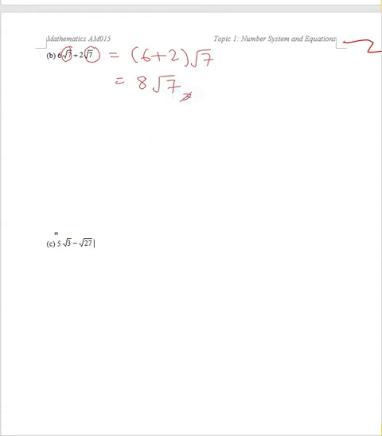Next question. This is 5 surd 3 minus surd 27. Do we have the same number inside the surd? No, we don't. So what we should do here is, we have to change surd 27 to be in the form of something times surd 3. So what is this something? So we have to figure out this number by using the simplifying surd method.